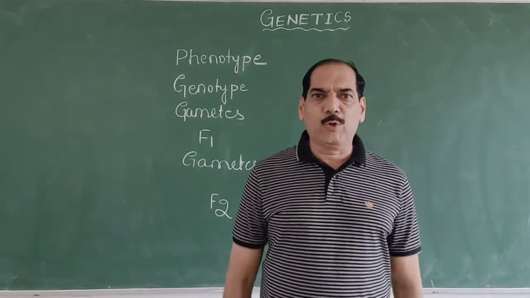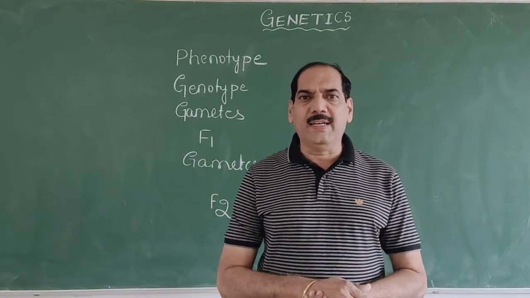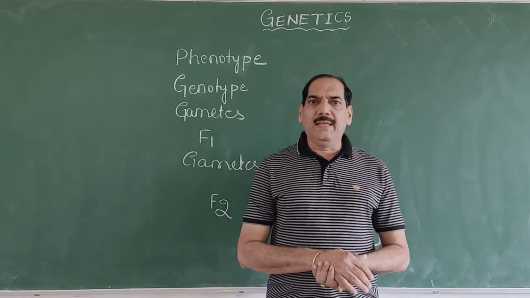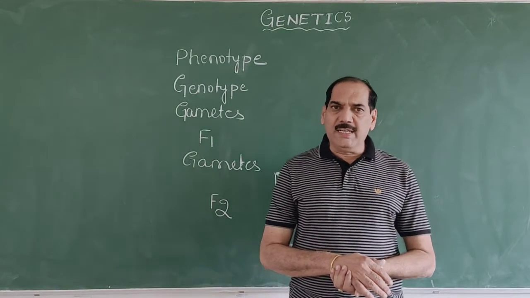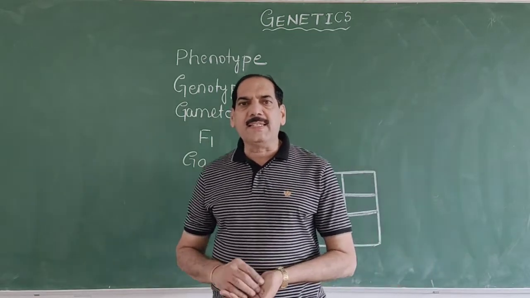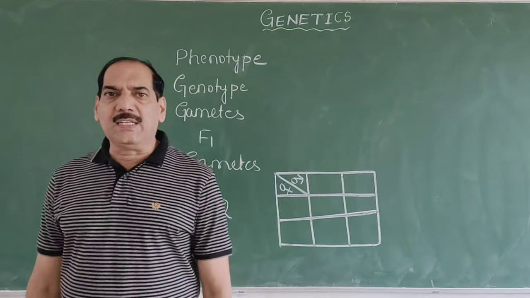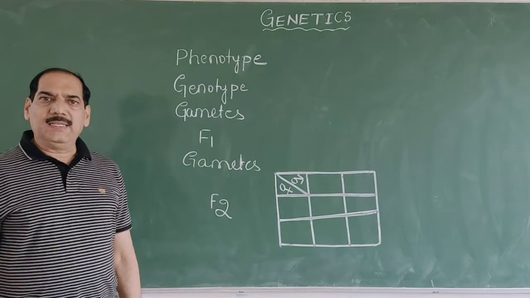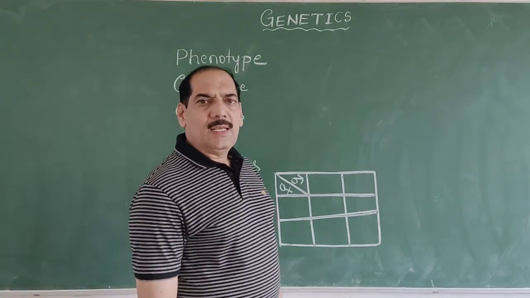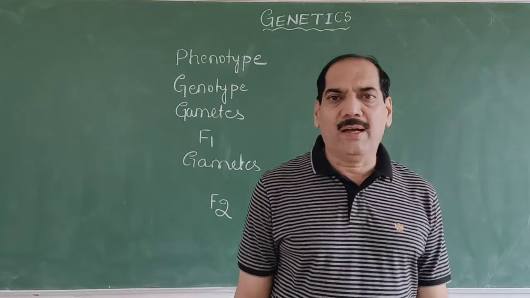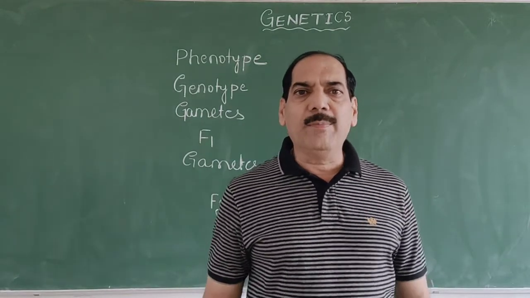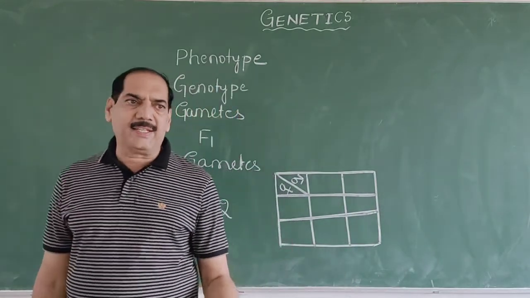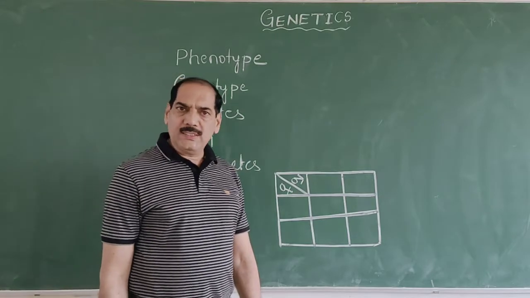Today let us discuss the new chapter, Principles of Inheritance and Variations. Mainly under this chapter we will discuss genetics. Genetics is a branch of biology that deals with the study of inheritance, or the mechanism of inheritance. Inheritance means transmission of characters from parents to the offspring, or the transmission of characters from generation to generation.